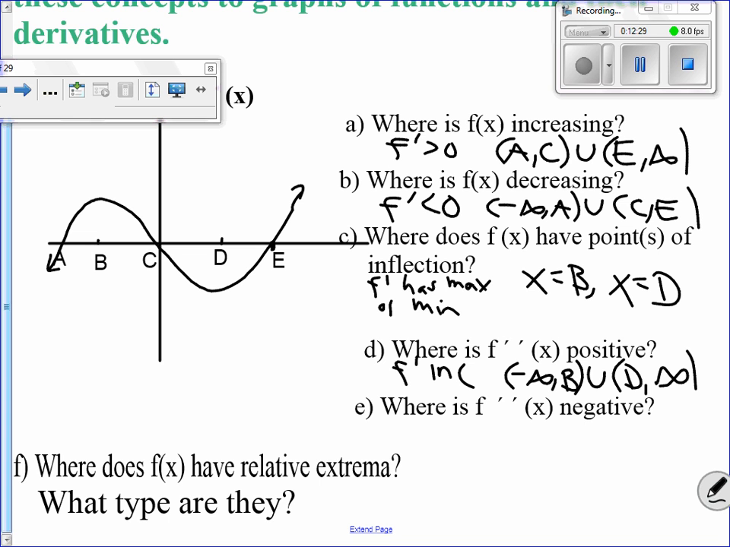Where is the second derivative negative? What does that mean about the first derivative? All right, John. It's decreasing. So we're looking where f prime is decreasing. I'm just making this note here, so that's what to look for. You said from B to D? Yeah, that's right.